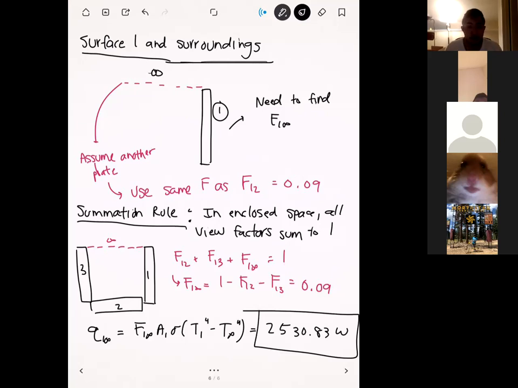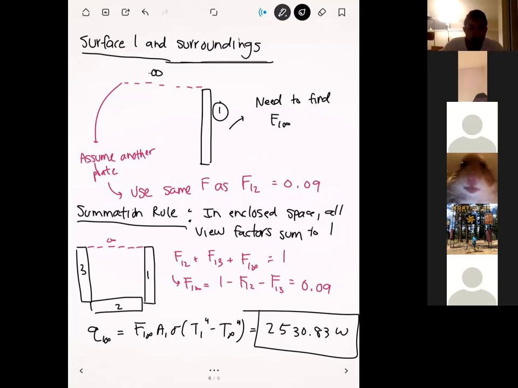Professor, may I ask you a question? Sure. For the summation rule, is there a condition, like it has to be certain things, or it doesn't matter? Yeah. So in order to use the summation rule, you have to form an enclosed space, so there has to be nowhere for radiation to escape. Basically, any radiation that comes off surface 1 has to hit all the surfaces that you've accounted for.